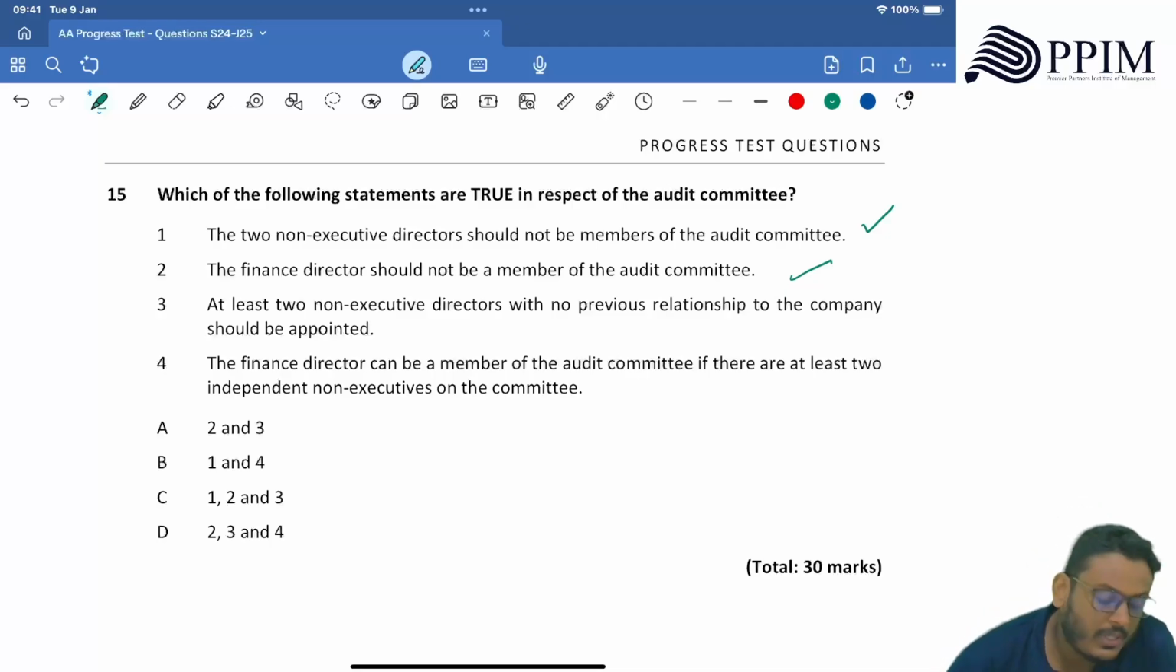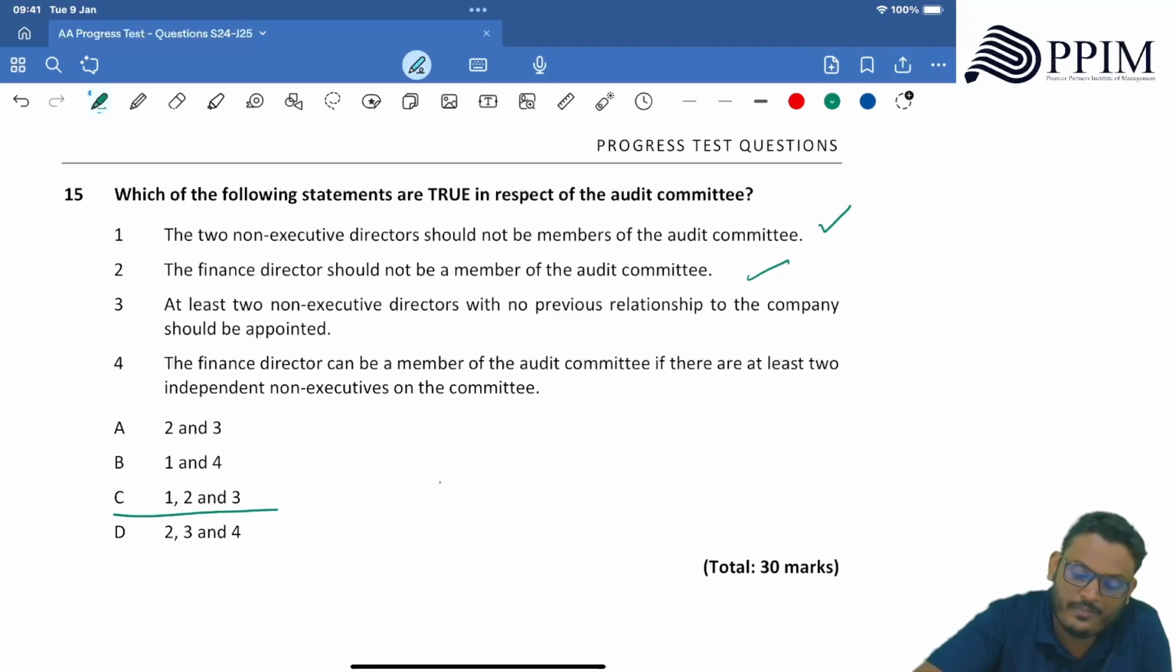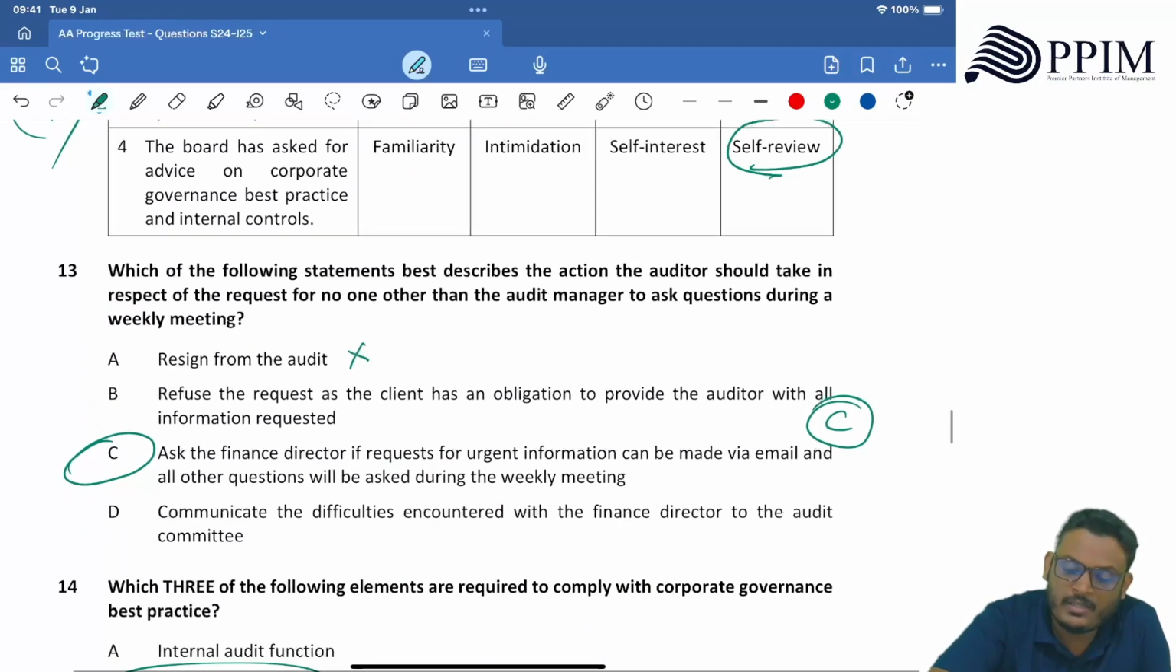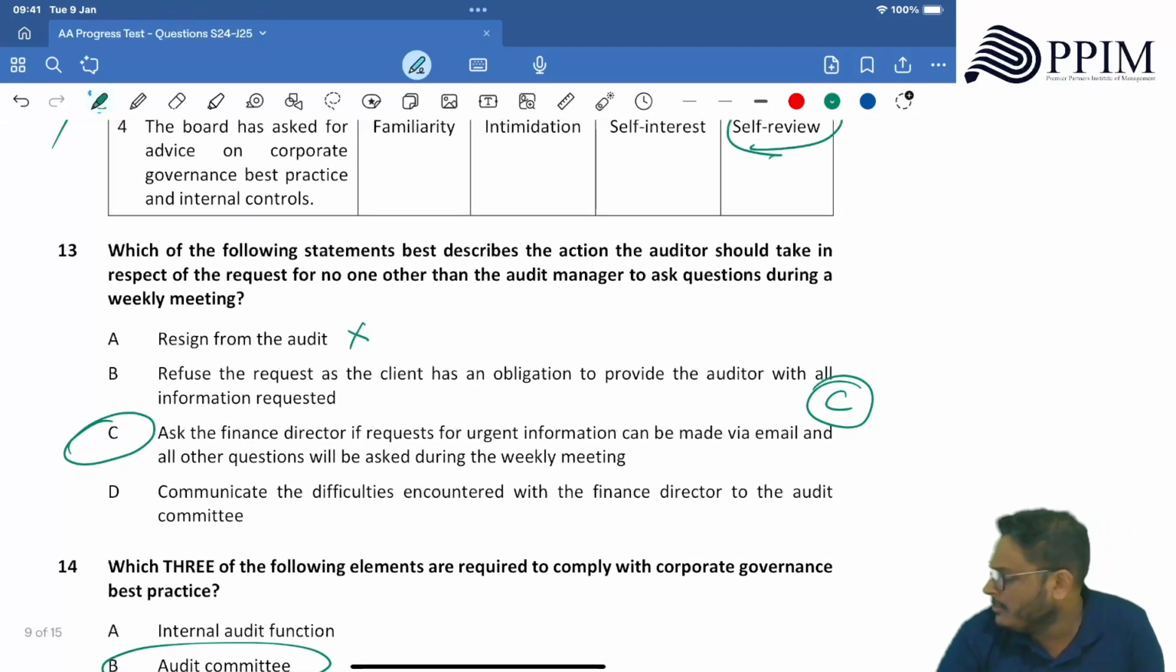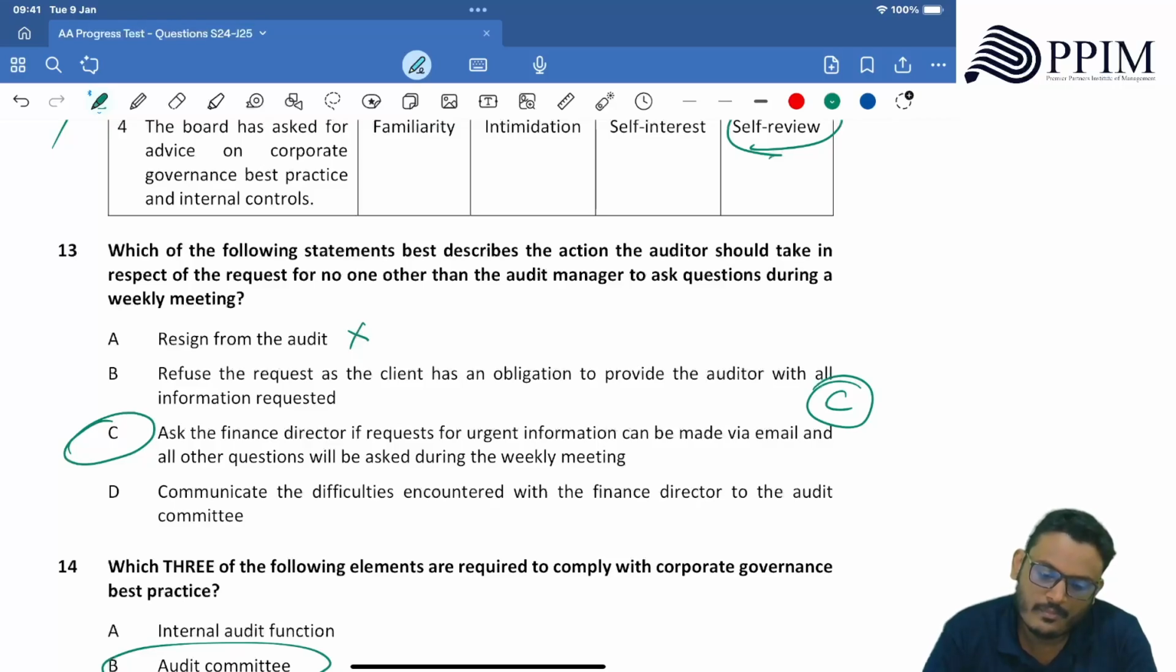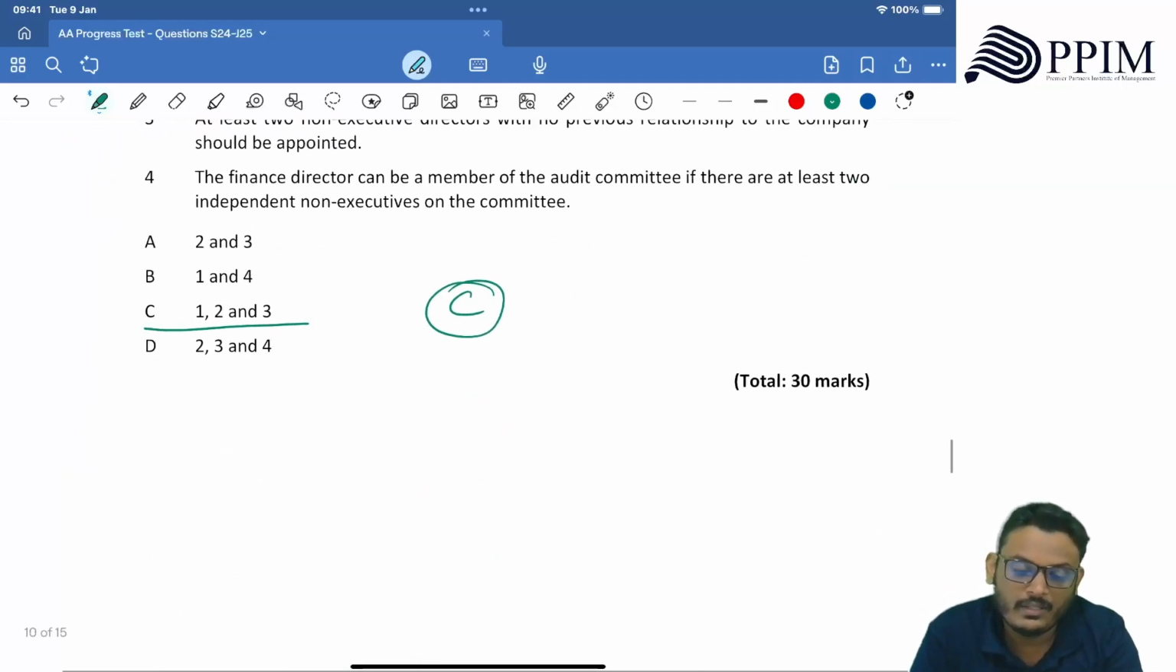So question number 15 is 1, 2, 3. Question number 13, the correct answer is C. Which of the following statements best describes the action the auditor should take in respect of the request for no other than the audit manager to ask questions during the weekly meeting? Correct answer given here, C.